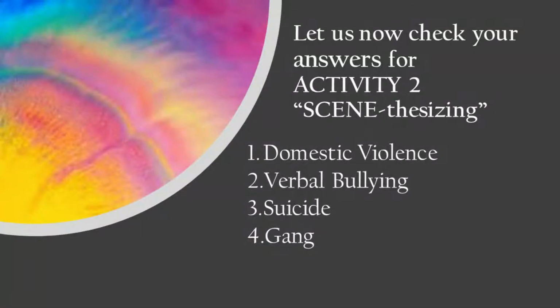Now that we're done with the different types of intentional injury, let us go back to activity 2, synthesizing, and check our work. Do you have your papers with you? Number 1. If you have answered domestic violence, then you are correct. Number 2. The situation shows verbal bullying. Number 3. Correct. It is suicide. Number 4. Very good. It pertains to a gang.